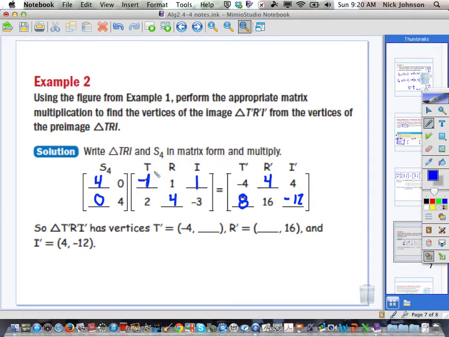So here's my pre-image. This is my new image. So my new image has vertices T prime at -4, comma 8. Because remember, it goes x, y, x, y, x, y. R prime is 4, comma 16. And I prime is 4, comma -12.